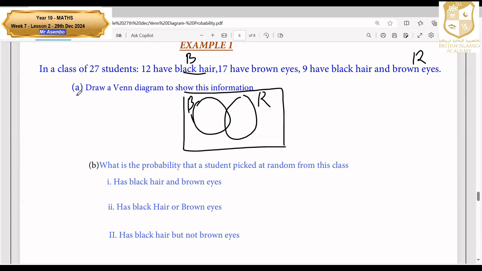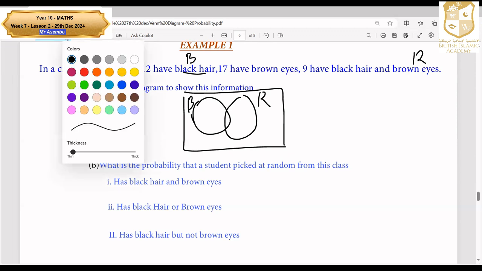Okay, now since we are not given the letters, we are at liberty to choose our letters so long as we are defining them. Now let's fill in the members of these two sets. We are being told 9 students have both. If they have both, it means that one is a shared region.